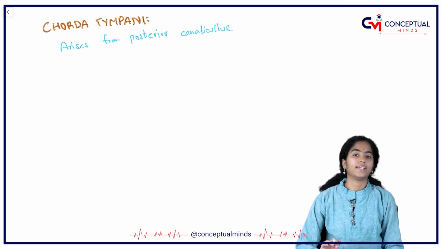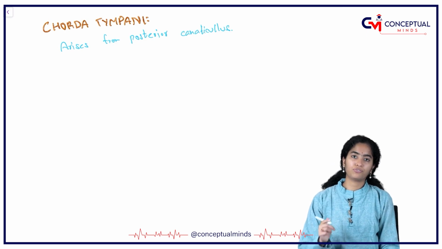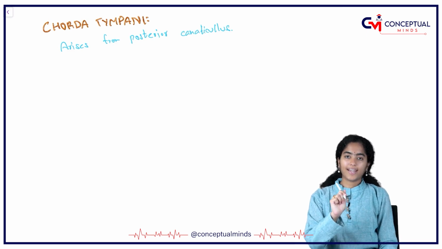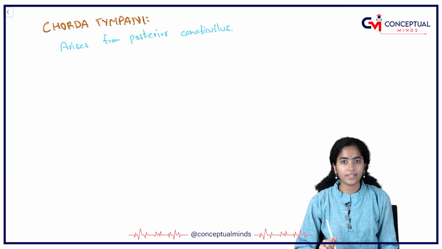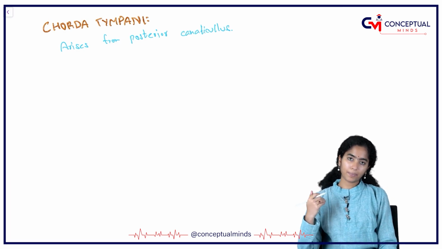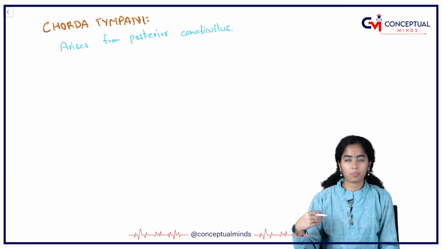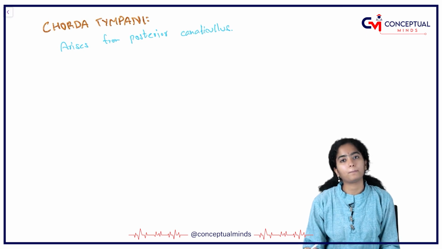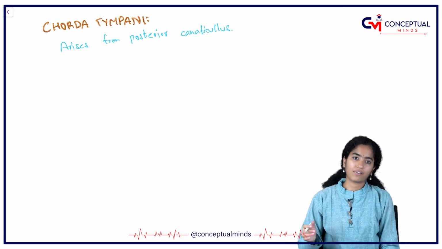Now before we study any further about chorda tympani, the facial nerve is emerging from the medial wall. It takes a turn, it runs vertically in the posterior wall of middle ear, just behind the pyramid. We have learned that the facial nerve is running vertically. From this posterior canaliculus part arises the chorda tympani nerve, and it runs in the middle ear cavity.